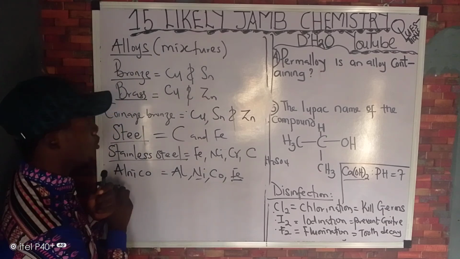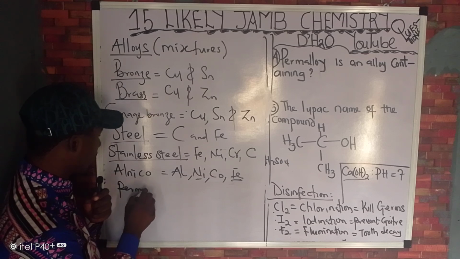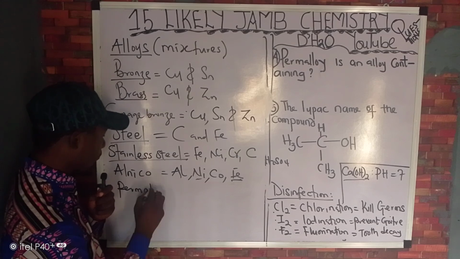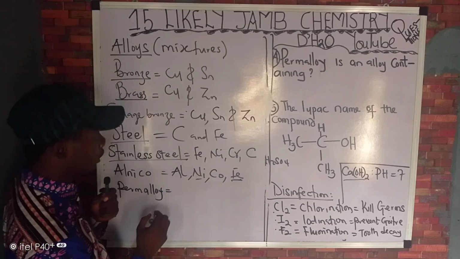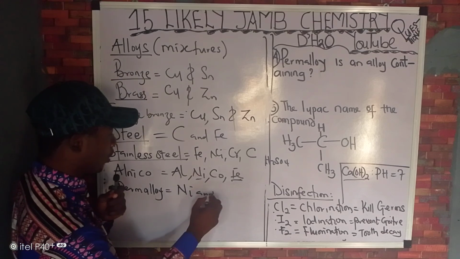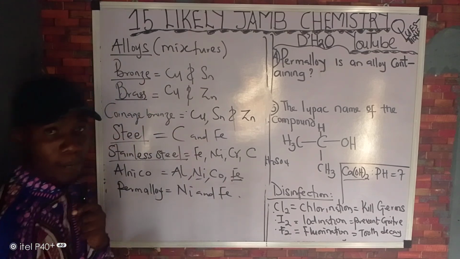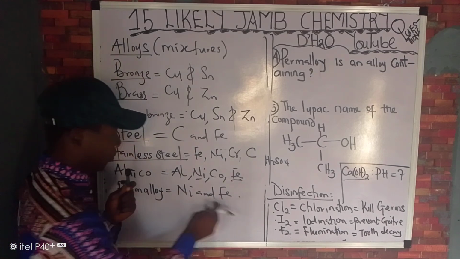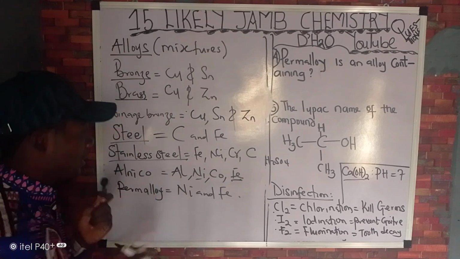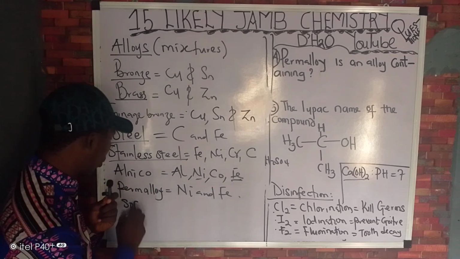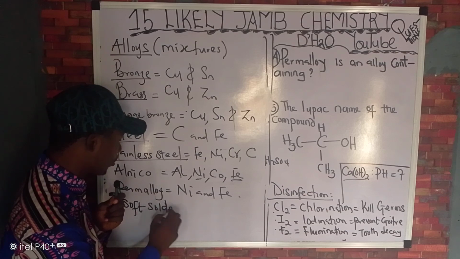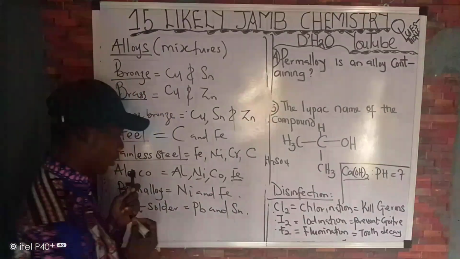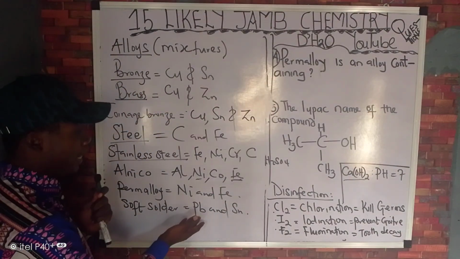Again, what about when we talk about permalloy? Permalloy consists of what? Nickel and what? And iron. That's permalloy. Okay? Permalloy consists of nickel and what now? Iron. Take note of that. So these are a few examples. We have another one called soft solder. Soft solder comprises of lead and what? And tin. Okay? Soft solder comprises of lead and tin.